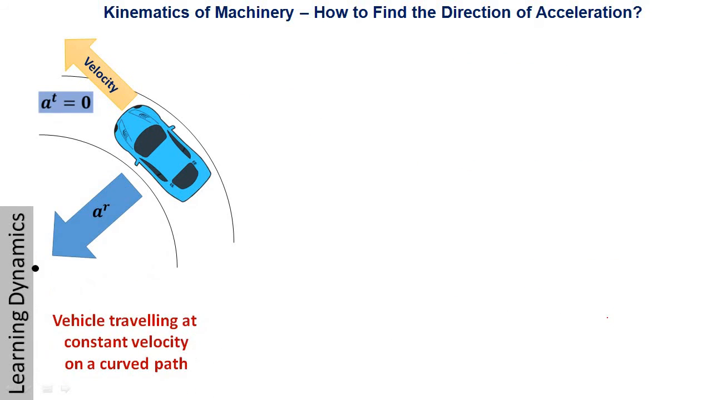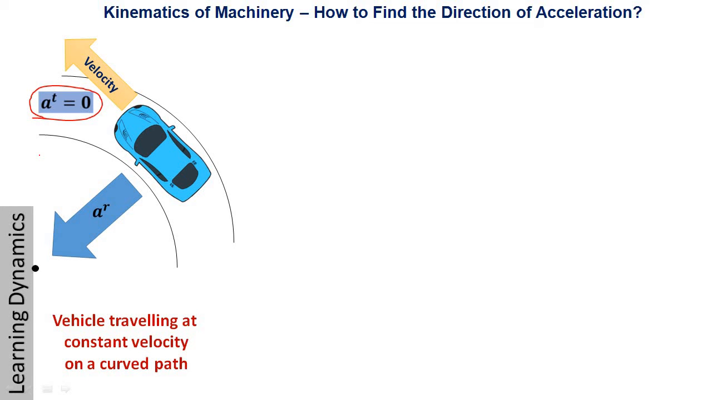Okay, the first condition: the vehicle is traveling at constant velocity on a curved path. We can imagine the vehicle traveling at 40 kilometers per hour, and without slowing down, we are traveling at the same velocity while going around this curve. In this case, the velocity will be pointing in the direction of the car. The tangential acceleration will be zero because the velocity is constant.